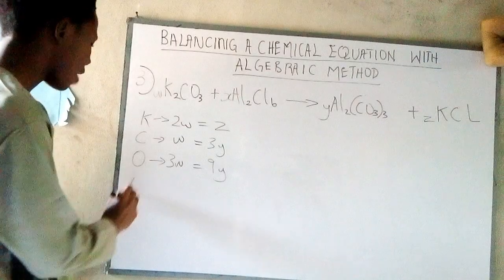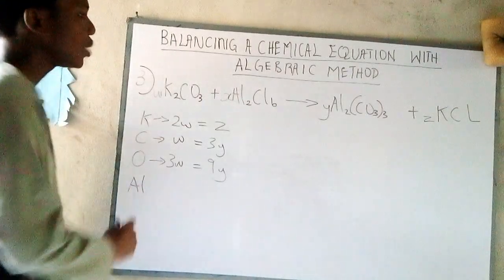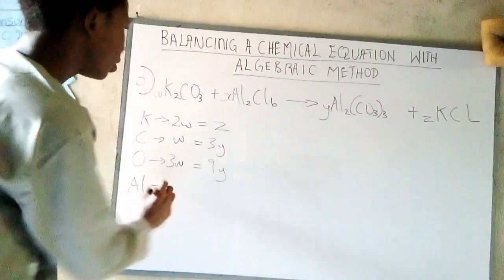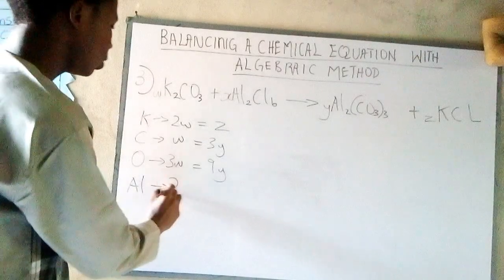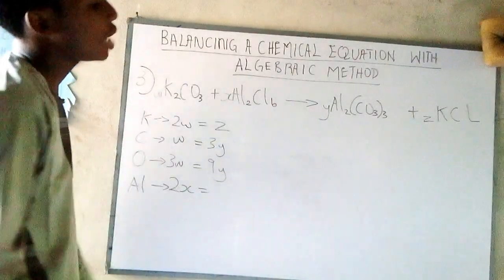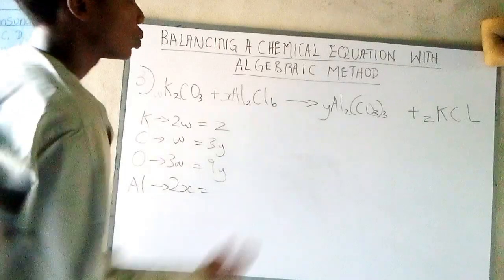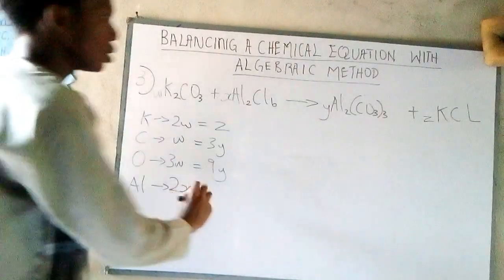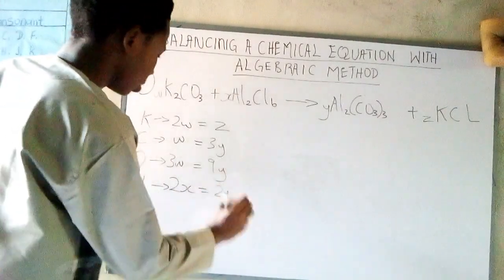What do we have again? We have aluminum. We have aluminum to be 2. So we say 2x is equal to what? On the product side, aluminum is also 2. So we now see 2y.